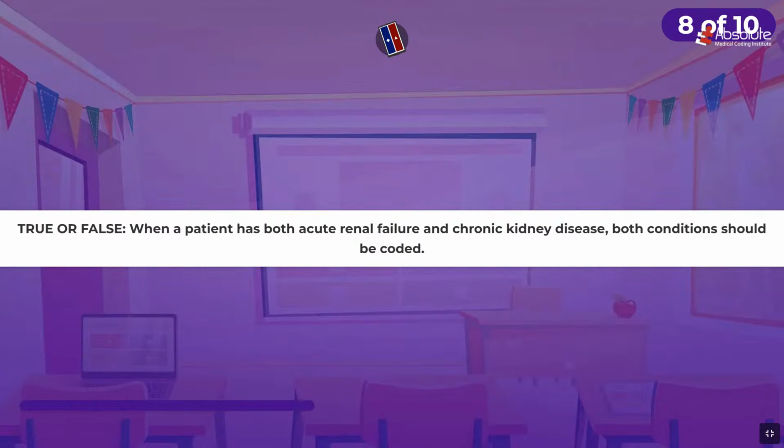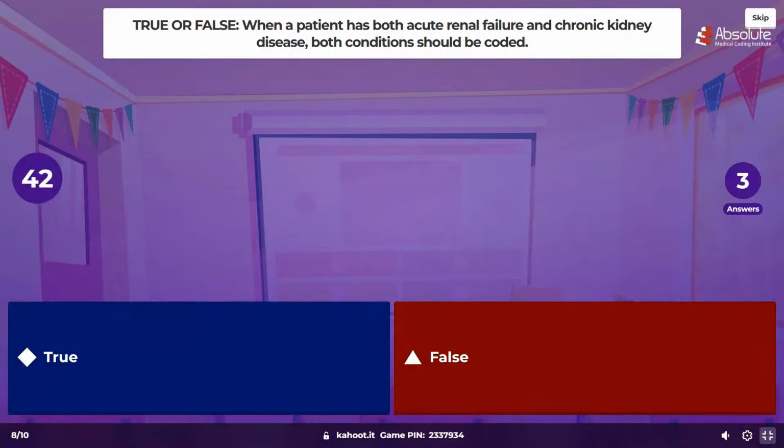When a patient has both acute renal failure and chronic kidney disease, both conditions should be coded. True or false? When a patient has acute renal failure and chronic kidney disease, both conditions, should they be coded? Amazing job in the chat. Definitely put your answers in the chat if you are chatting with us. Great job. I see a few answers in there already. Great work.